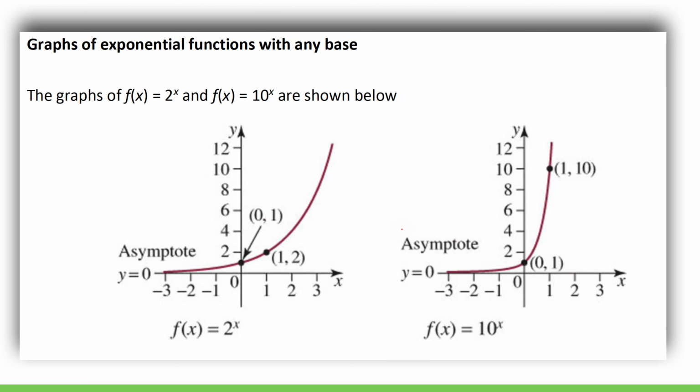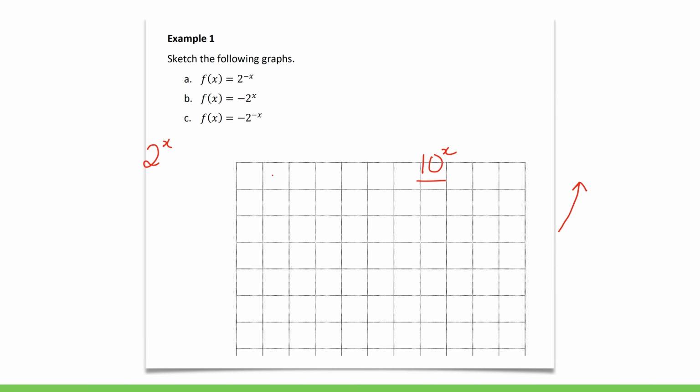Here are some examples of some exponential graphs. You can see that this one is 2 to the power of x, whereas this one is 10 to the power of x. And you can see the graph that is 10 to the power of x just grows a lot more quickly. It's a lot steeper. And that's because when I put 10 to the power of something, the numbers are going to be much larger than when I put 2 to the power of something. So you can see how the bases affect my exponential graph.